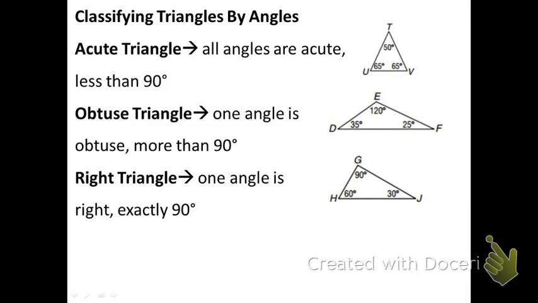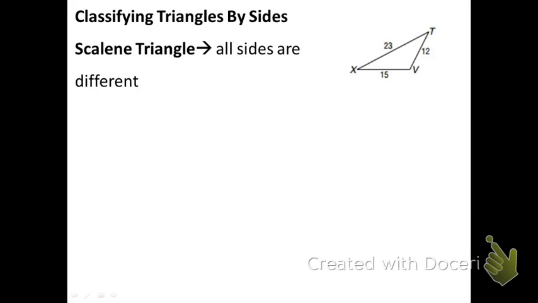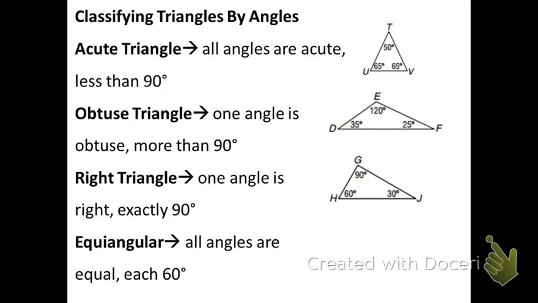A right triangle is when one of the angles is exactly 90 degrees. And then we talked about the other two. What do they do if they add together? Well, they add to be 90 degrees, and we call that complementary. And our last one, equiangular, that's when all the angles are equal. So all of our angles here will be 60 degrees to be equiangular.